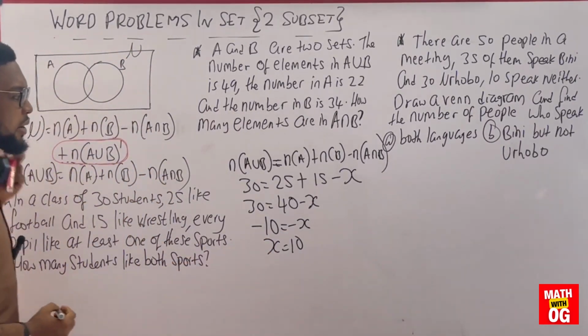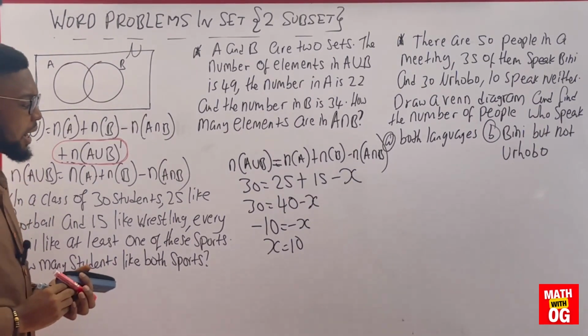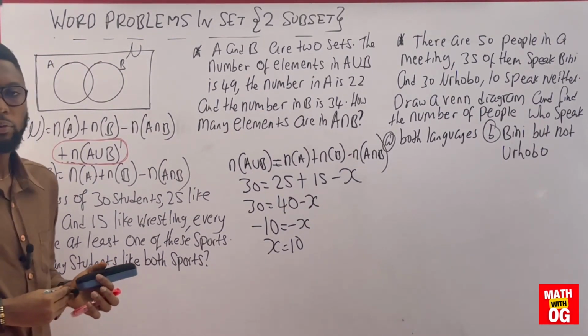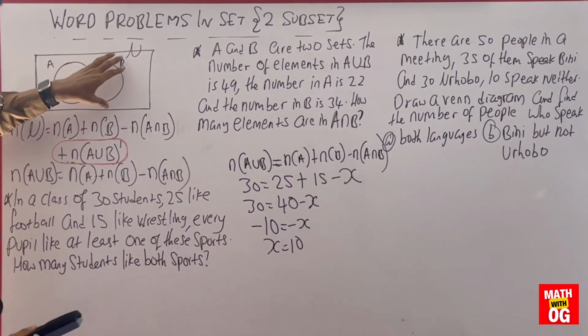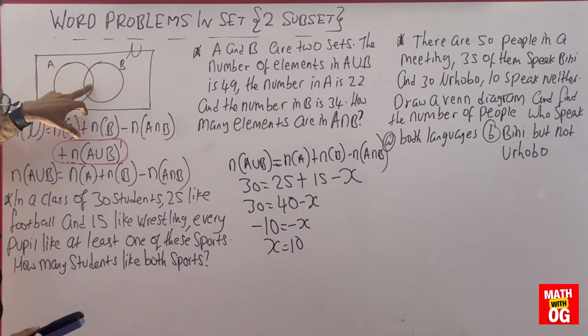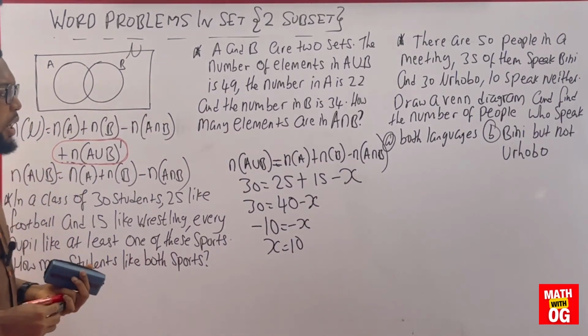So I can say 25 students like football, 15 students like wrestling. However, 10 students like both football and wrestling. Like I said, you can solve using your Venn diagram.